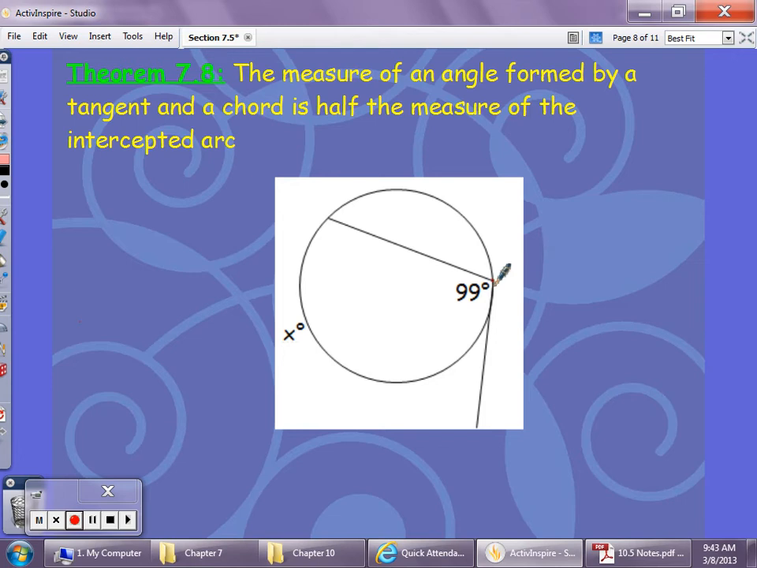So here is our vertex, here is our tangent, here is our chord, which means that the angle that creates this intercepted arc is going to be half the measure of that intercepted arc. So then the intercepted arc must be twice the measure. If we take 99 degrees times 2, we now know that this arc measure is 198 degrees. Okay, so x equals 198 degrees.